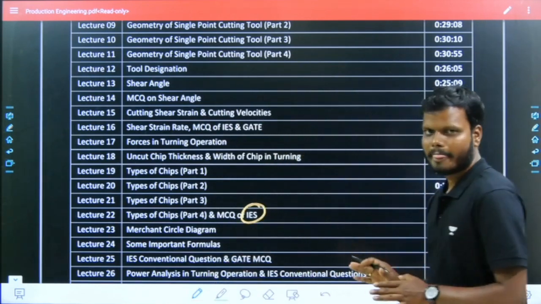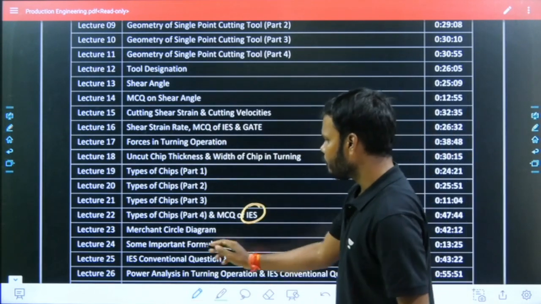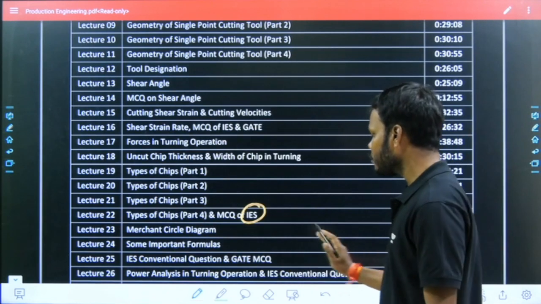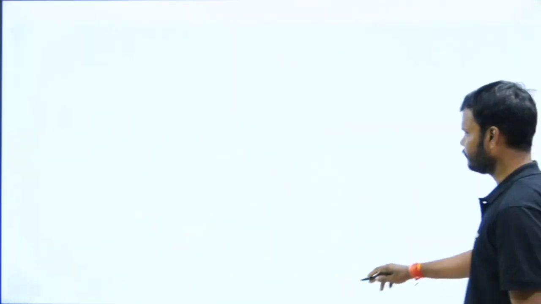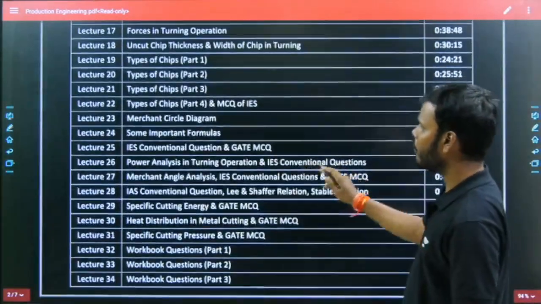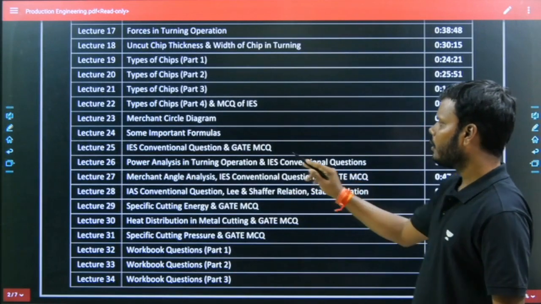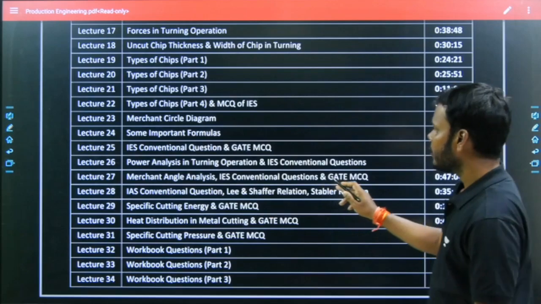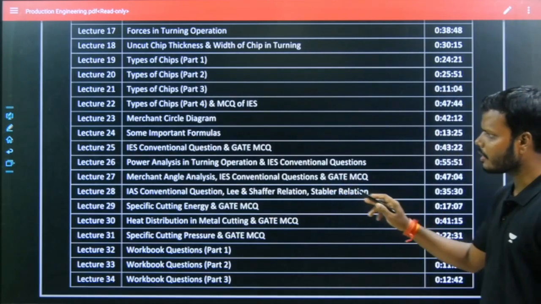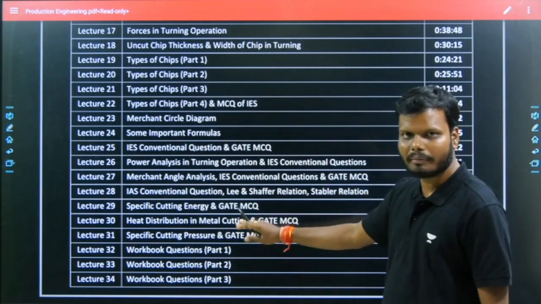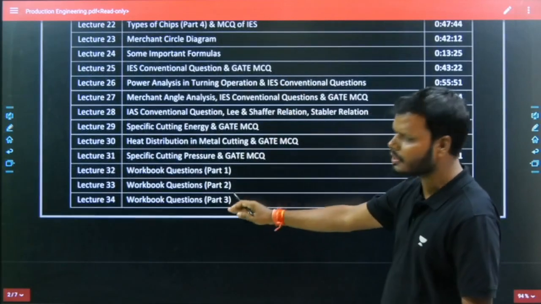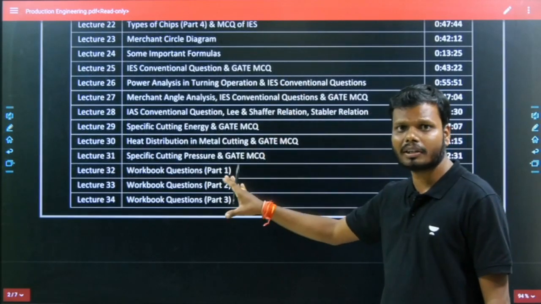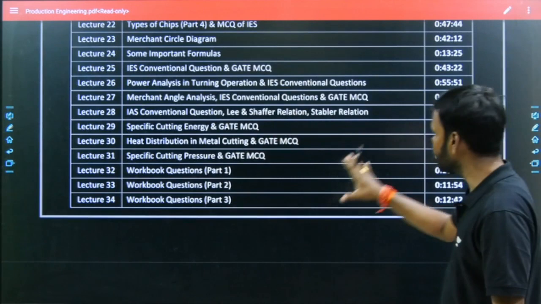In production engineering subjects, see carefully. Some important formulas, IES conventional questions and GATE MCQ. Next one is power analysis in turning operation and IES conventional question, merchant angle analysis, Lee and Shaffer relation, Stabler relation, specific cutting energy and GATE MCQ. So many concepts are covered in a very good manner and in effective time.